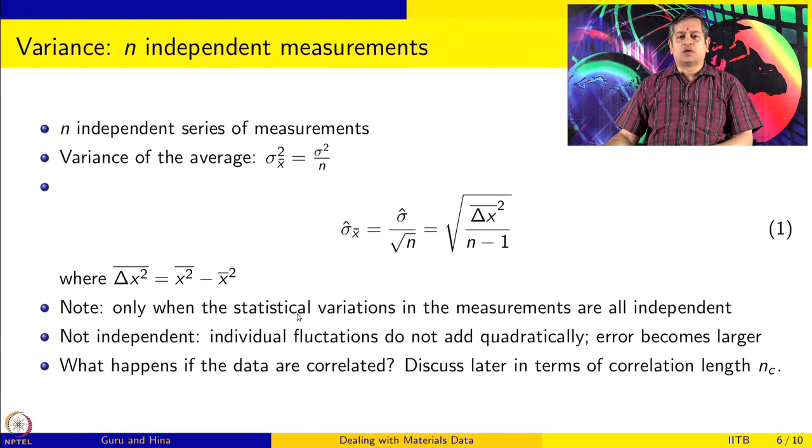This is true only when the statistical variations in the measurements are all independent. If they are not independent, individual fluctuations do not add up like this, and so the error becomes larger. What happens if the data is correlated? Correlation also should be accounted for when we are calculating the variance, and how to do it in a particular scenario is something that we will discuss later in the case studies.